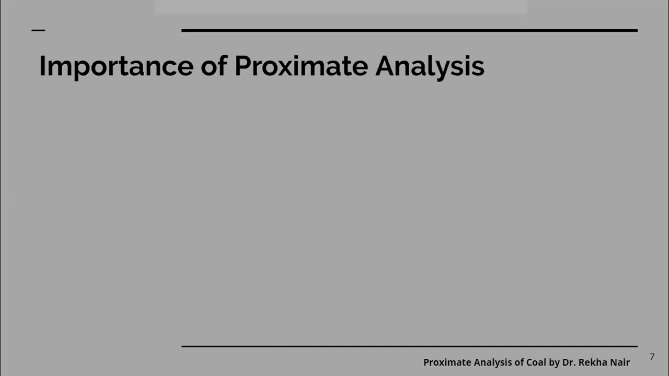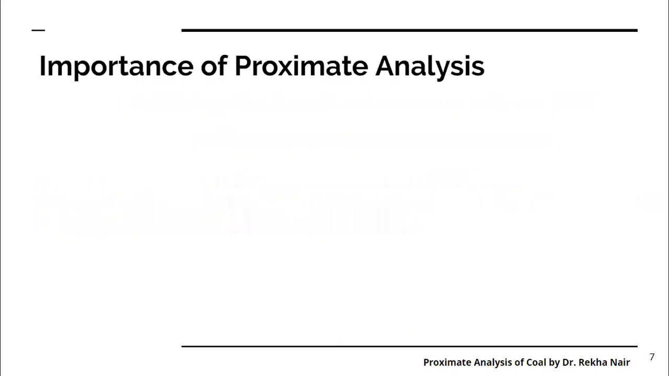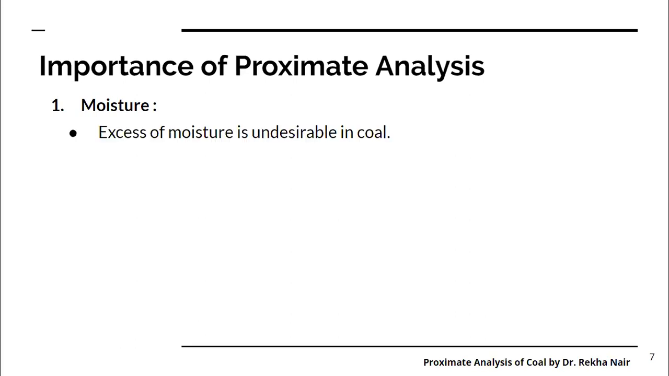Now let us discuss the importance of proximate analysis. Let us discuss one by one. At first, let us take moisture content. Excess of moisture is undesirable in coal. So we are talking about the quality of the coal. If there is more moisture present in the coal, then the quality is not good, because it lowers the effective calorific value of the coal.